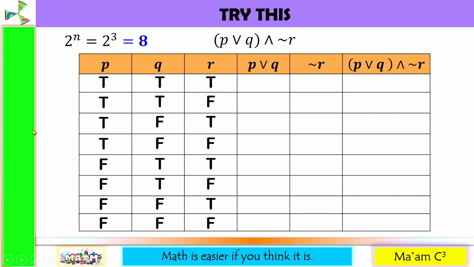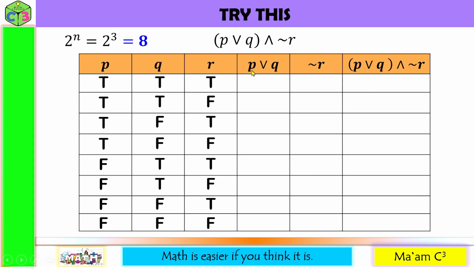I'll give you again a technique. For the first proposition, you write 4 truths and 4 falses. For the second proposition, you write 2 truths, 2 falses, 2 truths, 2 falses. And for the last proposition, it is an alternating true, false, true, false, true, false, true, false. So those are the possible combinations for three propositions.